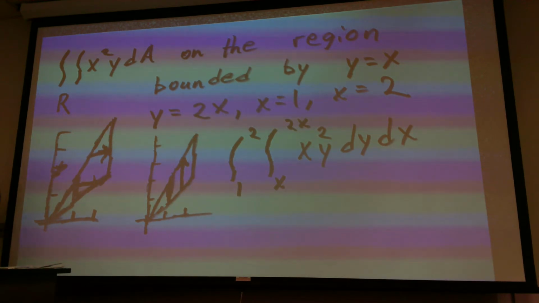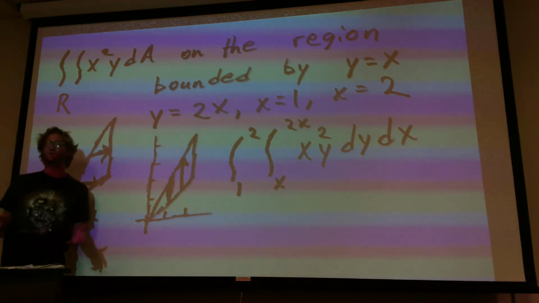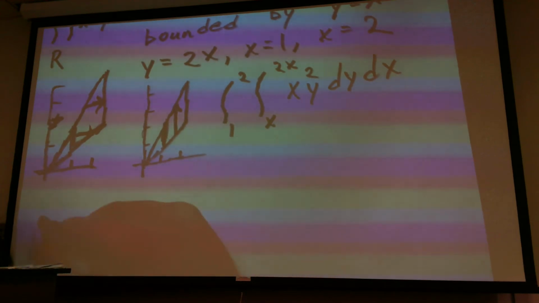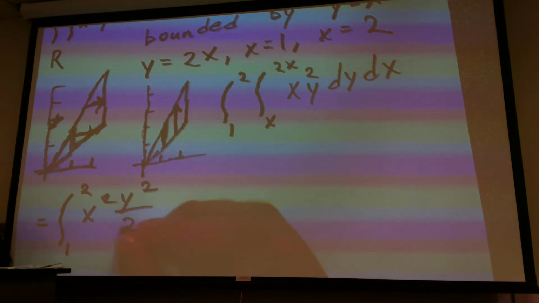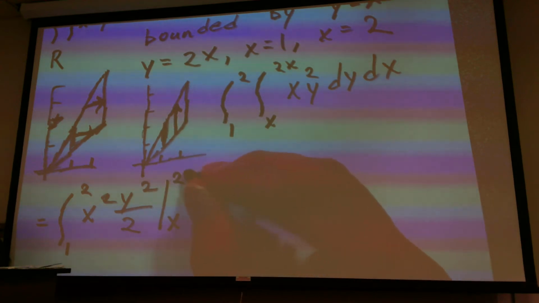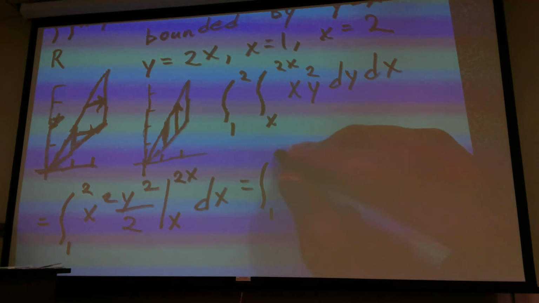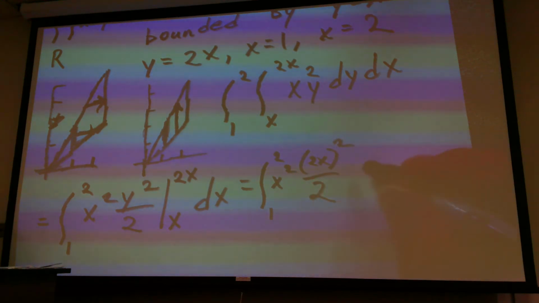Remember, we're integrating with respect to y, so let's treat the x squared as a constant and just integrate the y. The integral from 1 to 2, we can leave alone. That would be x squared times y squared divided by 2, evaluated at x and at 2x, with an integral with respect to x. So the integral from 1 to 2 is x squared times 2x squared divided by 2, minus x squared times x squared divided by 2, dx.